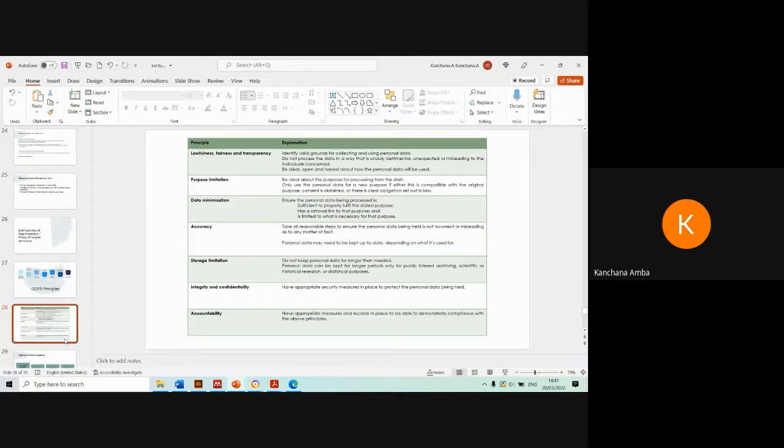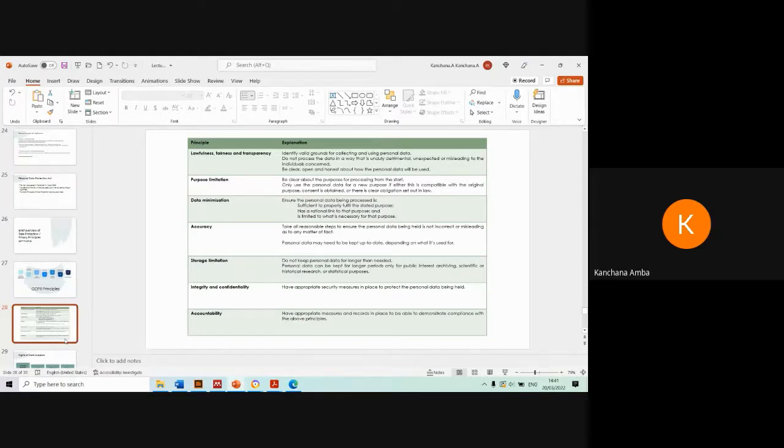Then accuracy. Take all reasonable steps to ensure the personal data being held is not incorrect or misleading. So this is very important, especially for KYC, right? We have to make sure that the data is not incorrect. Personal data may need to be kept up to date depending on what it's used for, right? For CDD purposes, this will be relevant.